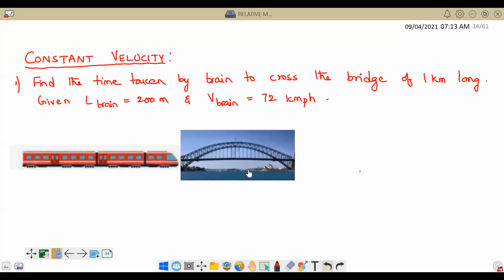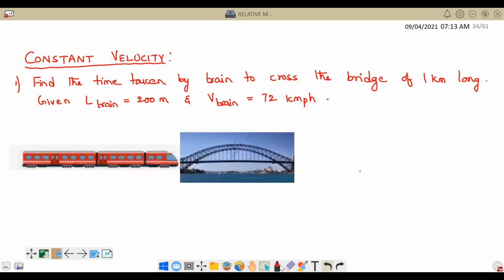Yeah. So suppose let us say this is the train of length. How much? This length of the train is 200 meters. Okay. Now it is going with a speed of what? 72 kilometers per hour. What is the speed in meters per second? Tell me. What is the speed in meters per second? 20 meters per second, sir.